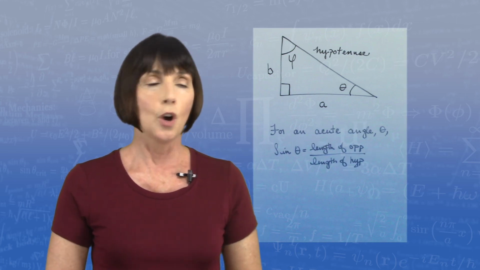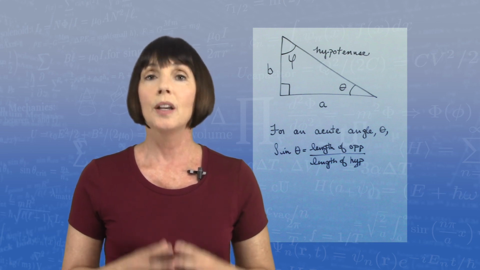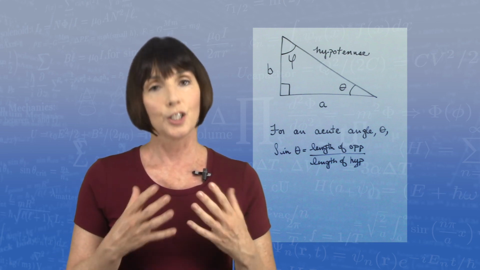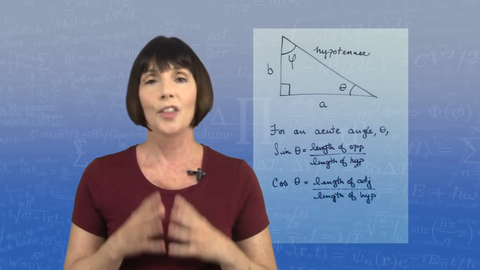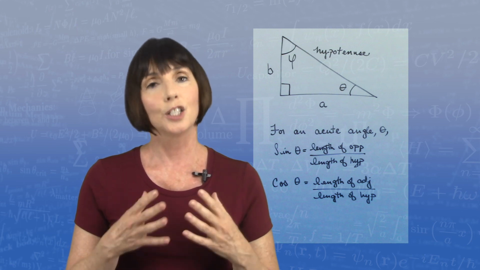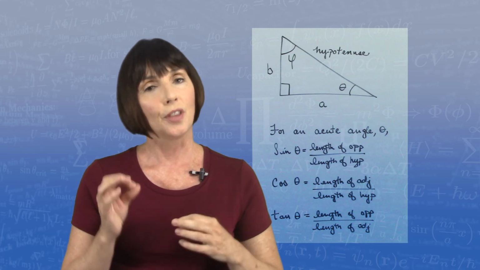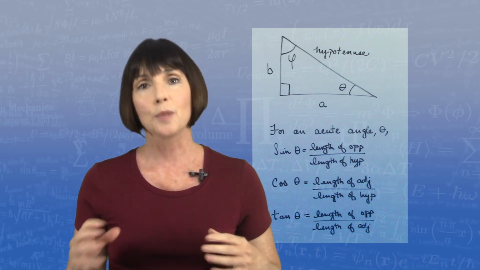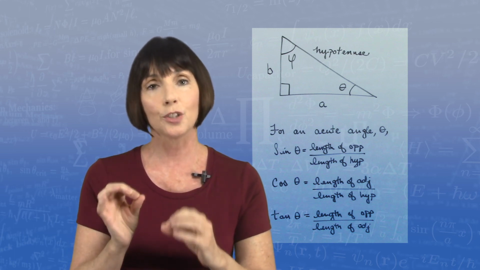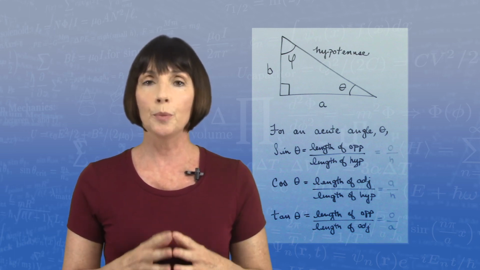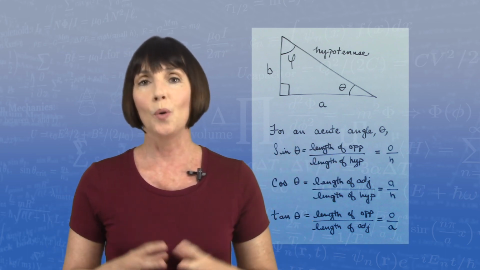So we have, for an acute angle theta, the sine of theta is equal to the length of the side opposite theta divided by the length of the hypotenuse. The cosine of theta is equal to the length of the side adjacent to theta divided by the length of the hypotenuse. And the tangent of theta is equal to the length of the side opposite theta divided by the length of the side adjacent to it. These are the definitions of these three trigonometric functions, and we often abbreviate them like this: O over H, A over H, and O over A.